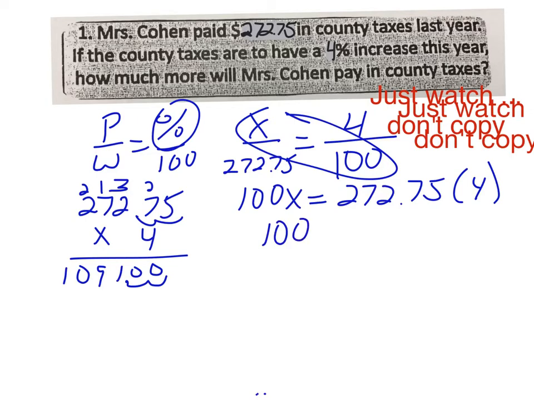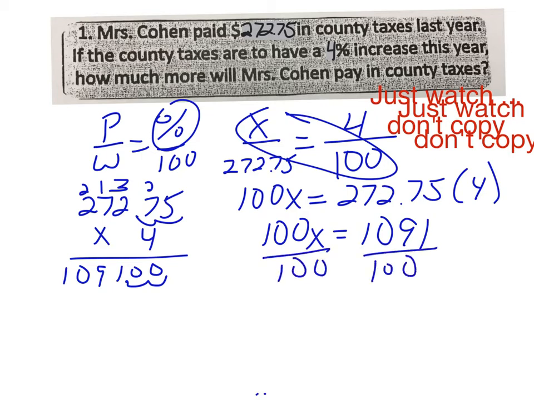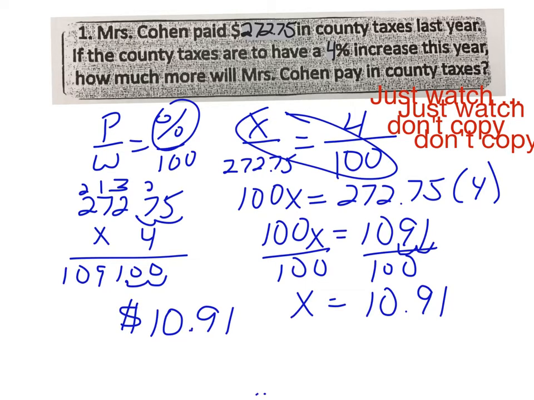So x equals 1091. Now I'm going to go back and divide by 100. So I have x equals, moving over twice, divide by 10, divide by 100, 10.91. Now you're not done because you need to represent it in dollar signs. $10.91.